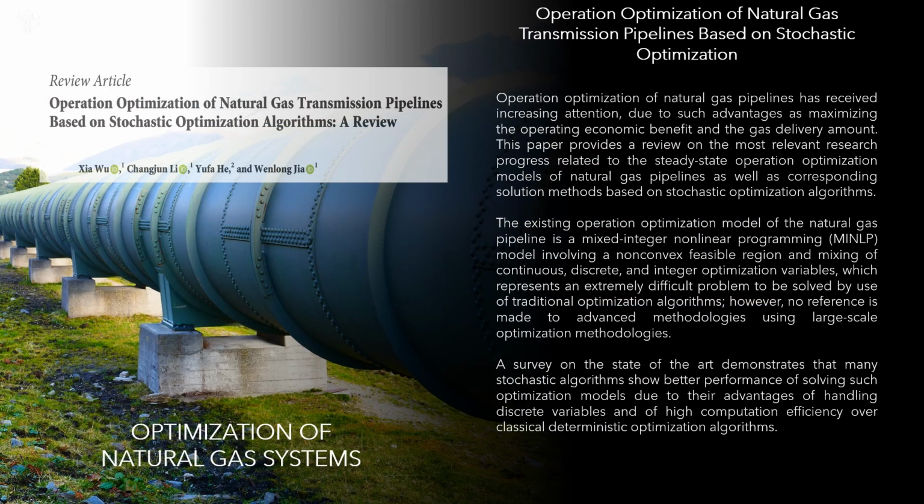Optimization of natural gas networks based on stochastic optimization. This model provides a review on the most relevant research progress related to the steady-state operation optimization models of natural gas pipelines as well as corresponding solution methods based on stochastic optimization algorithms. The existing operation optimization models are mixed integer nonlinear programming, MINLP, models, involving a non-convex feasible region and mixing of continuous, discrete, and integer optimization variables, which represents an extremely difficult problem to be solved by use of traditional monolithic optimization algorithms. However, no reference is made to advanced methodologies using large-scale optimization methodologies.